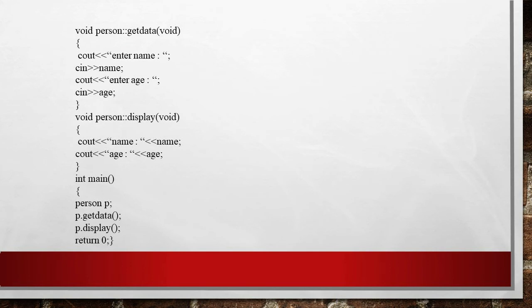Then we enter the input data in void getdata in the class person. So we display enter name with the cout statement, and the corresponding input is given with cin name, and cout enter age, cin age. These are the input data we enter, so it will be stored by getdata. Next is void display. That means for the input data, the corresponding output has to be given, so cout name and age.